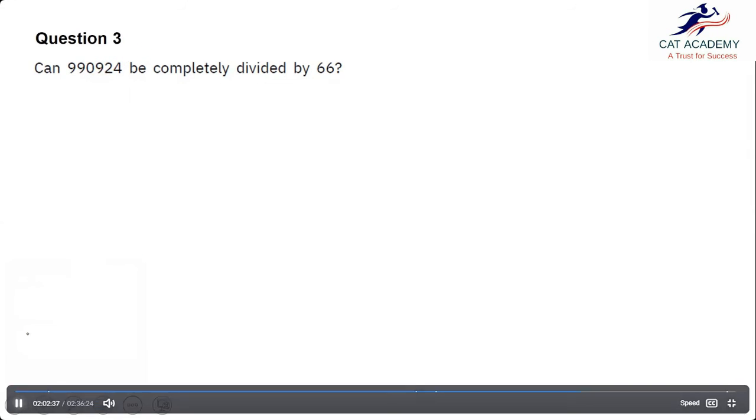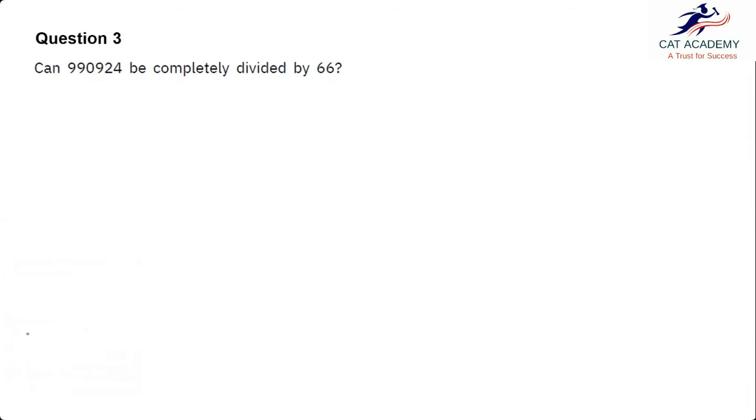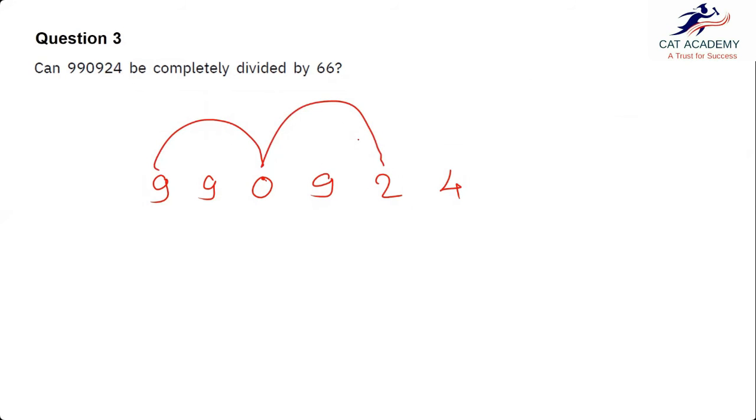Now let's check for 11. How do I check for 11? Add the digits at odd places, go for summation of digits at odd places. And go for summation of digits at even places. And then take a difference of those two summations.